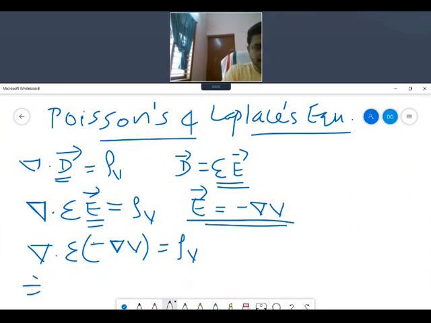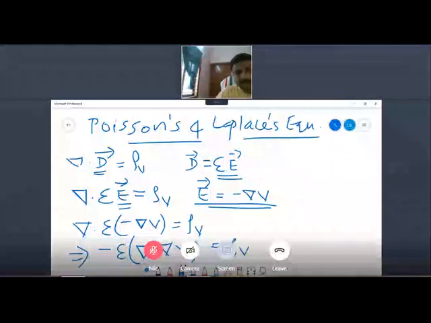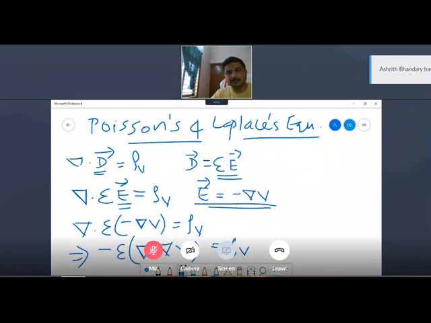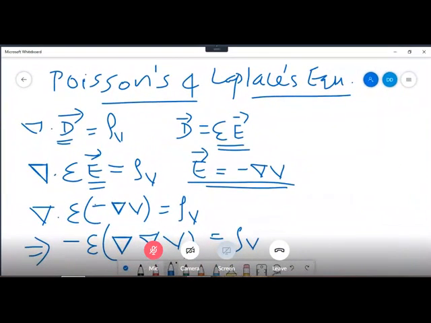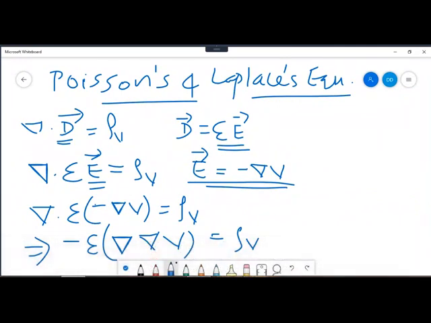Now I rearrange this. I hope it's very clear. We started with Gauss's point form, that is del dot D is equal to rho V, and D is epsilon E. So substitute there, I get del dot epsilon E equal to rho V. Then I realize that E is minus del V, the negative gradient of potential, so I substituted minus del V there. Then I rearranged the equation to get minus epsilon into del dot del V equal to rho V.